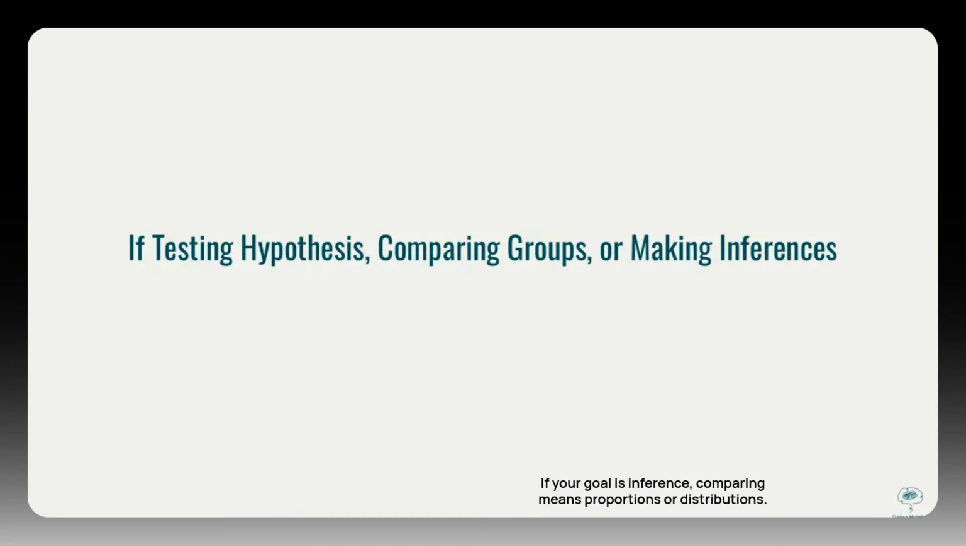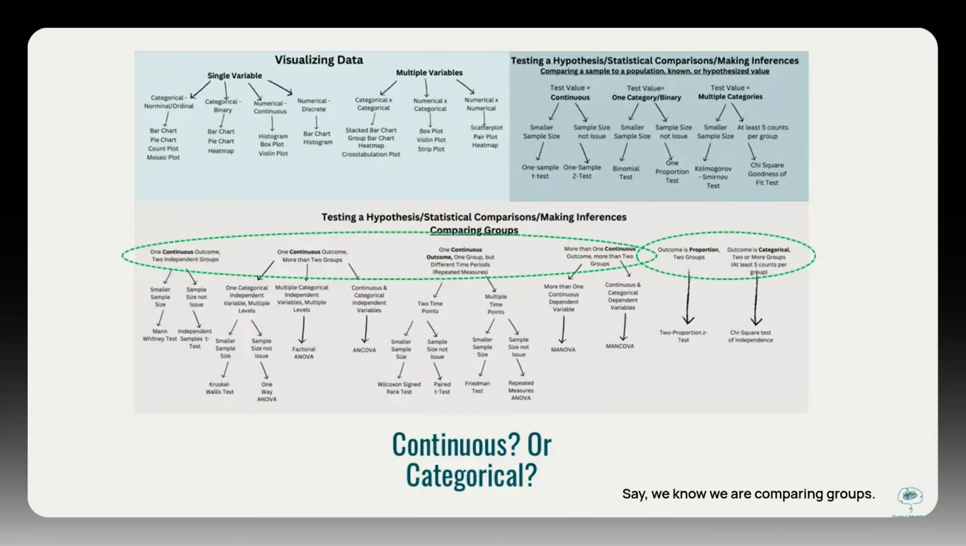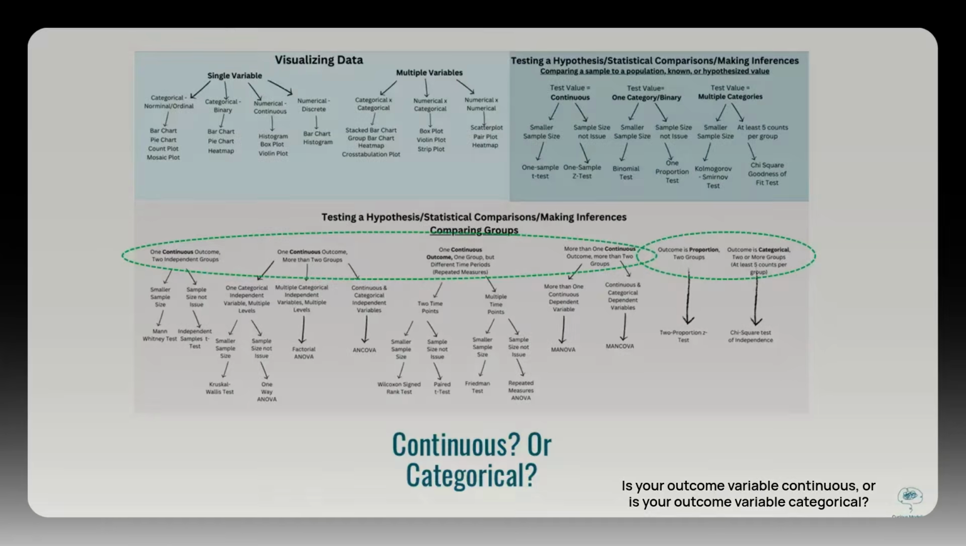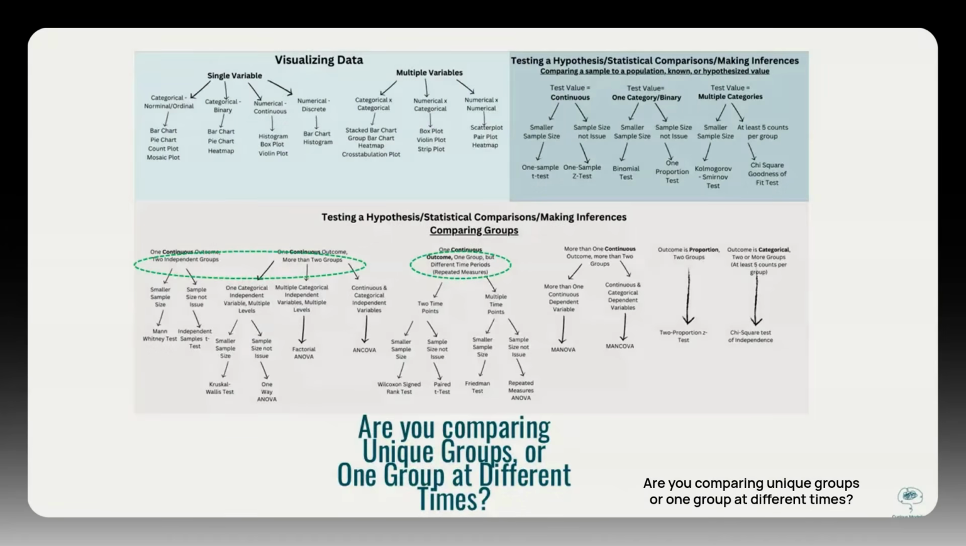If your goal is inference, comparing means, proportions, or distributions, the method map has a whole section dedicated to it. Ask, are you comparing to a known value, or are you comparing groups? Say we know we are comparing groups. Is your outcome variable continuous, or is your outcome variable categorical? Now from here, how many groups are you comparing? Are you comparing unique groups or one group at different times? Are your samples independent or related, like having a time component involved?